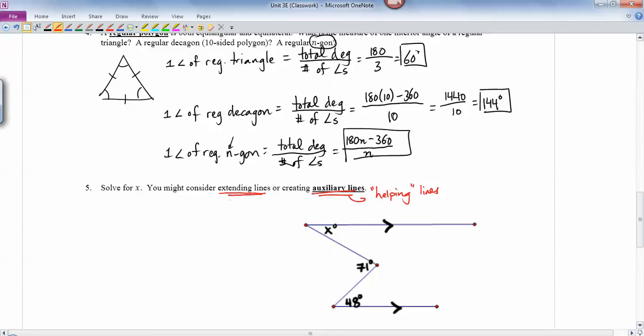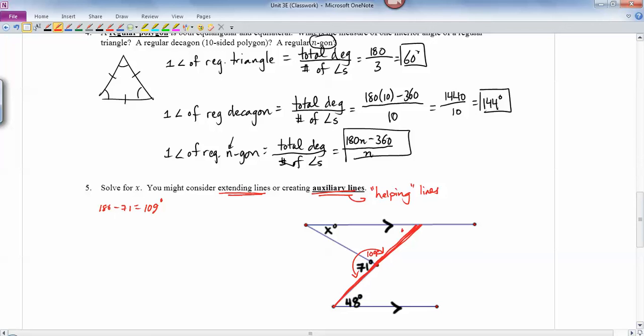So let's try one where we extend the line. Let's try extending this line. If we extend that all the way up, like that, well, one of the things we could do is these two angles now form a straight angle. So this one on the inside is going to be 109 degrees, right? Because 180 minus 71 will be 109. Okay, so now I know that angle is 109.